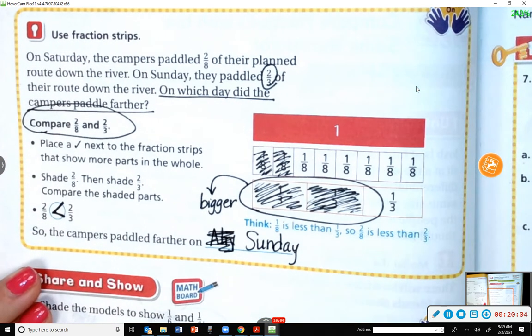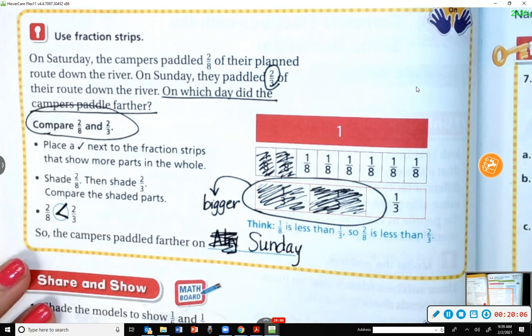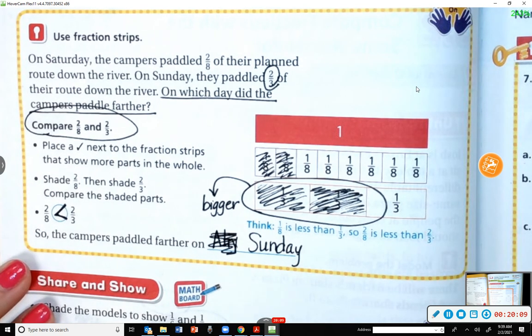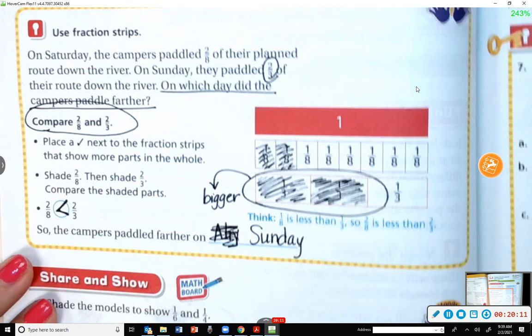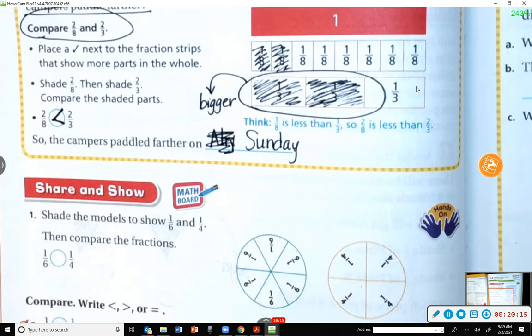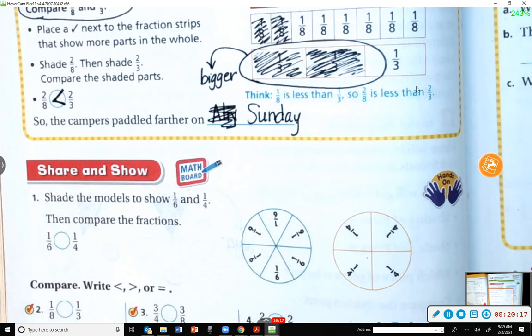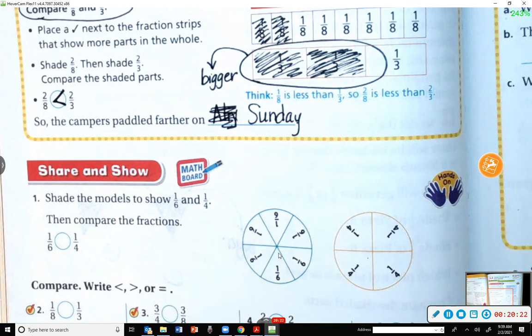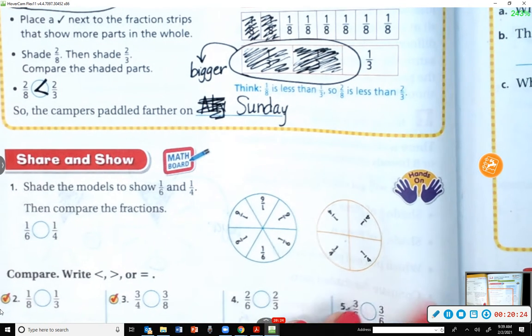We have to make sure we're answering the question that is asked. It says which day, so we can't put 2/3 because that's not a day. We can't put Aaliyah. We can't put 2/8. None of that answered the question. Can we do that one by ourselves? Okay. Let's do one more together, and then you guys can do 2 and 3 by yourself.